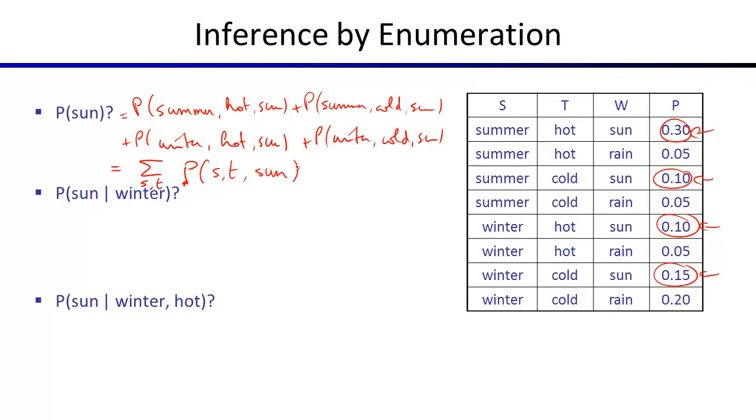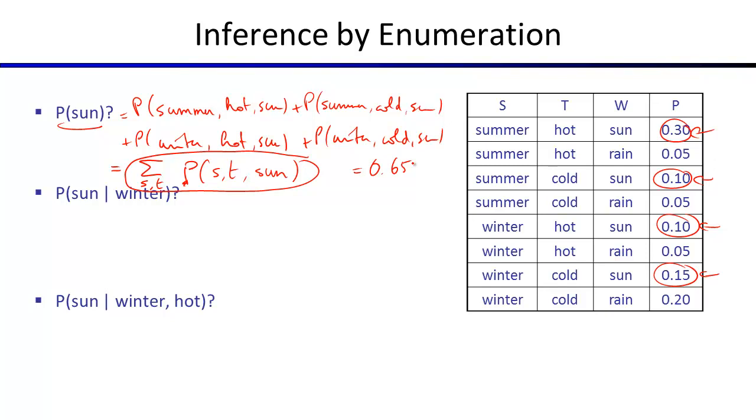So this is how we would compute this, kind of written out a little more formally. The probability of sun would take on this expression over here. And of course, it corresponds to just summing these numbers that I marked, which in this case would be 0.65. What's the probability of sun given winter? We can do this in two ways. We can compute this as a conditional probability, write out the definition of conditional probability, and work through that. That's one way to go. It's a reasonable thing to do.